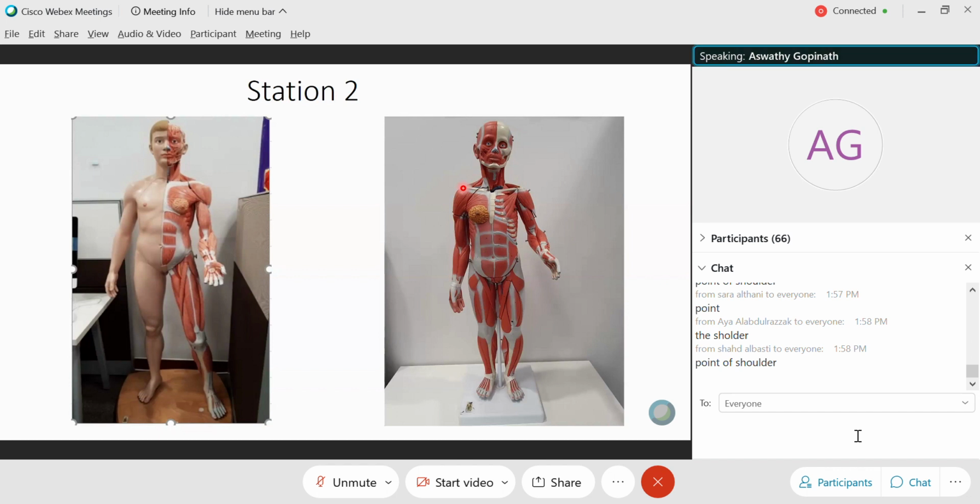Okay. Now, which is the pelvic region? So the area which is overlying the pelvis. Okay. Yeah, exactly, Sarah. That is the pelvic region.